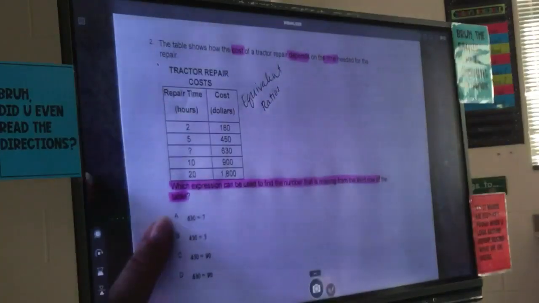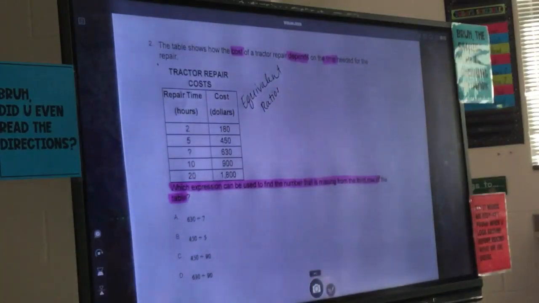How many of you guys picked A? Stand up if you picked A. Okay. All right, have a seat. Stand up if you picked B. Okay, that's fine. Stand up if you picked C. And stand up if you picked D. All right. And then have a seat. Stand up if you weren't sure.